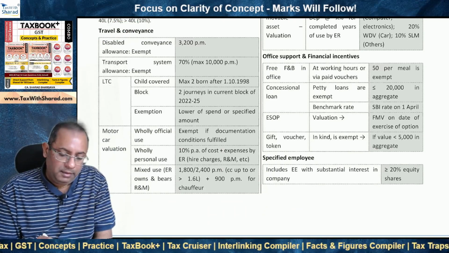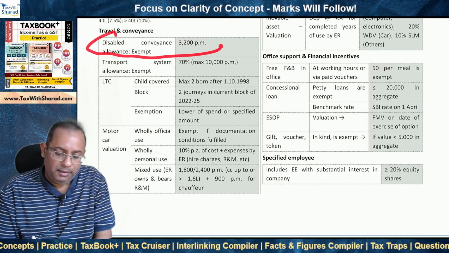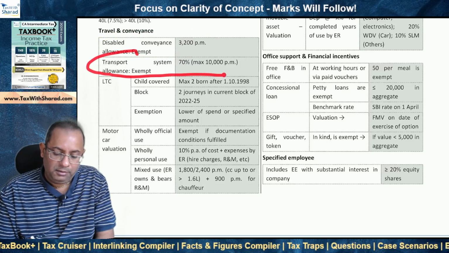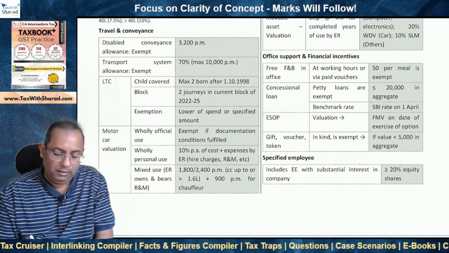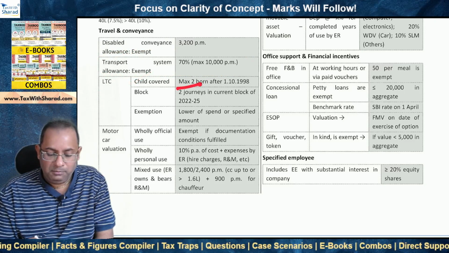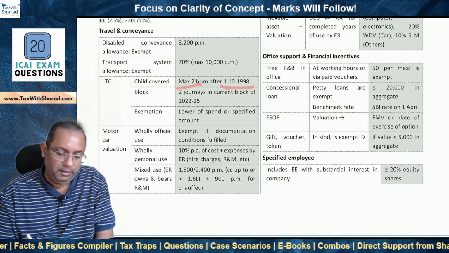Travel and conveyance. Disabled conveyance allowance is exempt at 3,200 per month. Transport system allowance is exempt at 70%, subject to a maximum of 10,000 per month. Leave travel concession. How many children are covered? Maximum of 2 born after 1st October 1998.